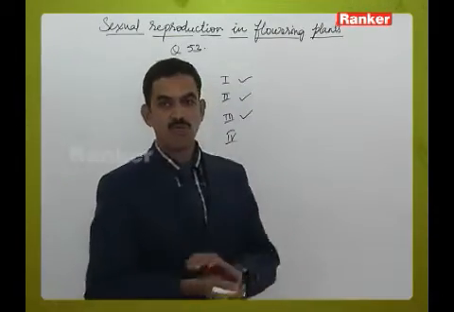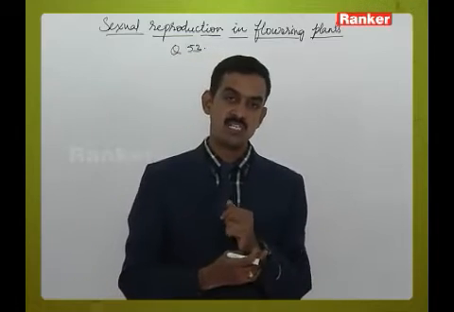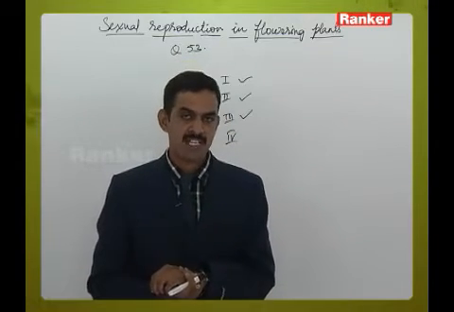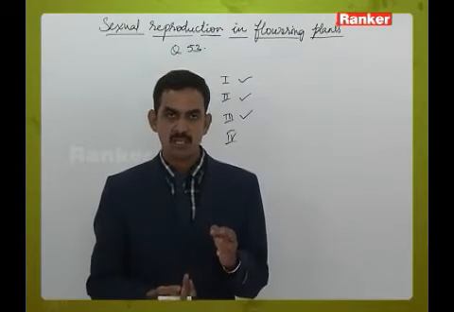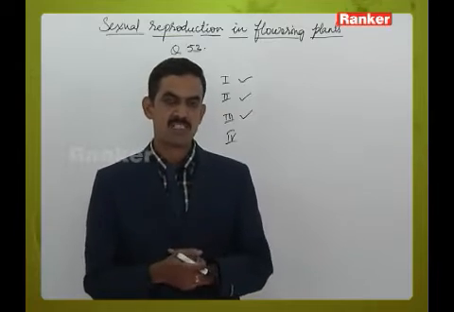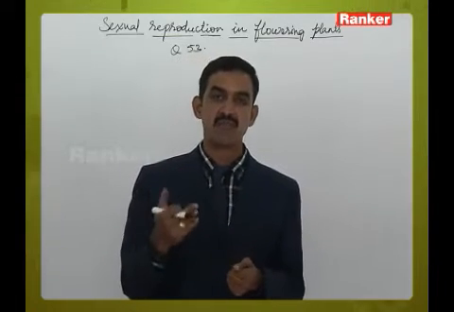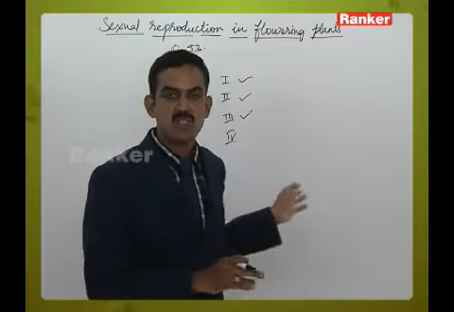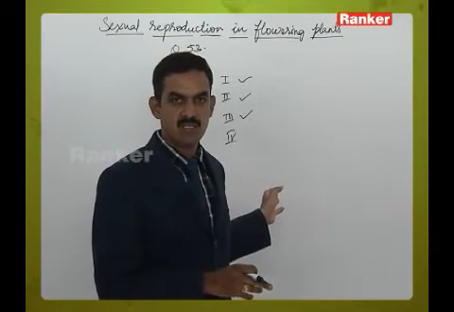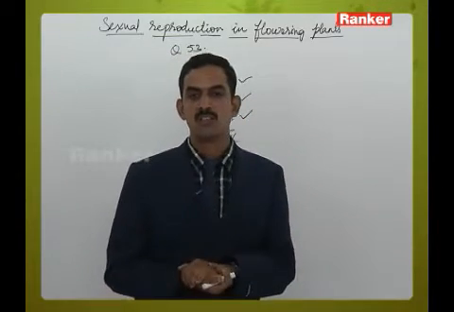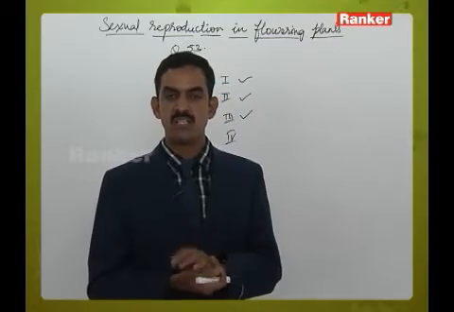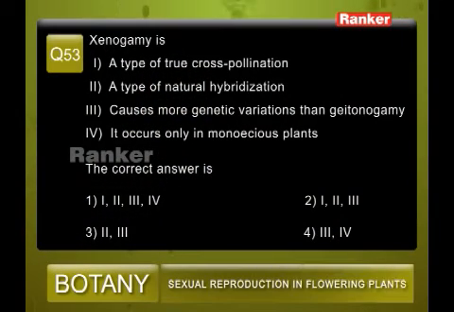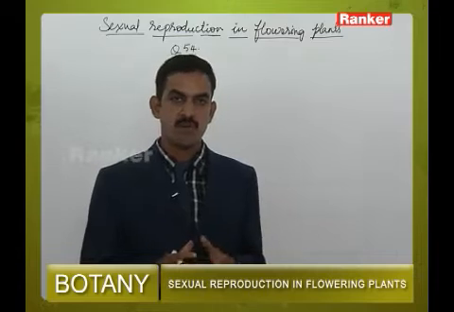When it is coming to 4, it occurs only in monoecious plants. What are monoecious plants? The plants in which the two types of flowers, that is male flowers and female flowers, are present on the same plant. If that is the condition, there is no chance for xenogamy. So 4 is incorrect. So from the given options we can say that the second option, with 1, 2 and 3, is correct. Question number 54.